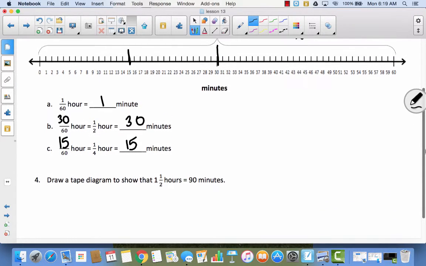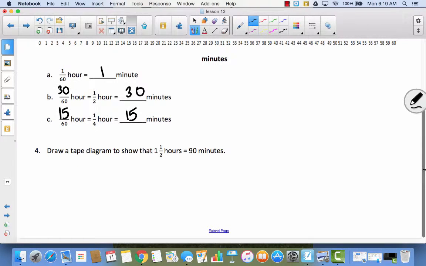Which, if you think about it, a fourth is also called a quarter. And if you've ever heard someone say it's a quarter till or a quarter after, they're always referring to 15 minutes. Now it says draw a tape diagram to show that 1.5 hours is equal to 90 minutes.